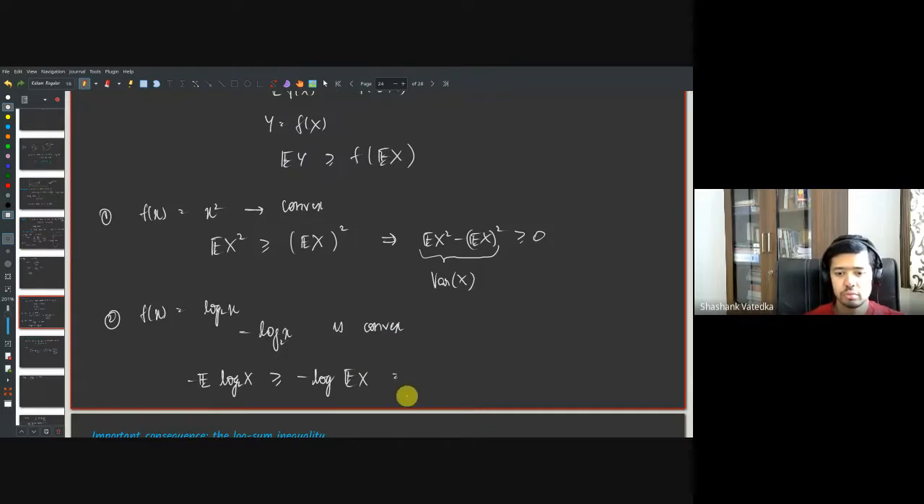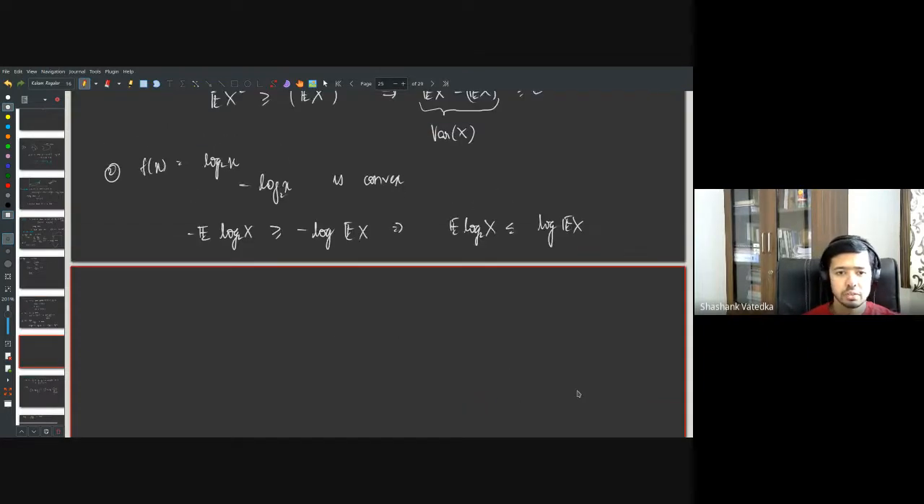So this implies that the reverse is true. So the expectation of log x is always going to be less than or equal to log expectation of x.